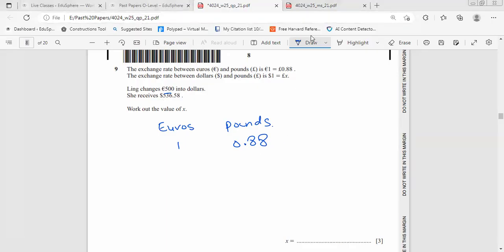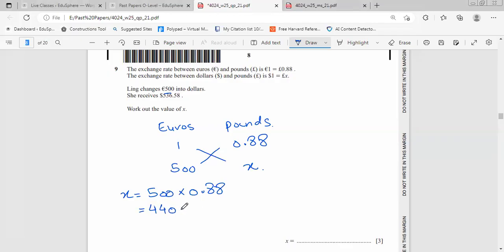Okay, let me just solve it. We have this 500 euros, and we are going to first convert it into pounds, and this is X. With the method of direct proportion, we can cross multiply, and we get X equals 500 times 0.88. Let me multiply 500 with 0.88. I get 440 pounds.